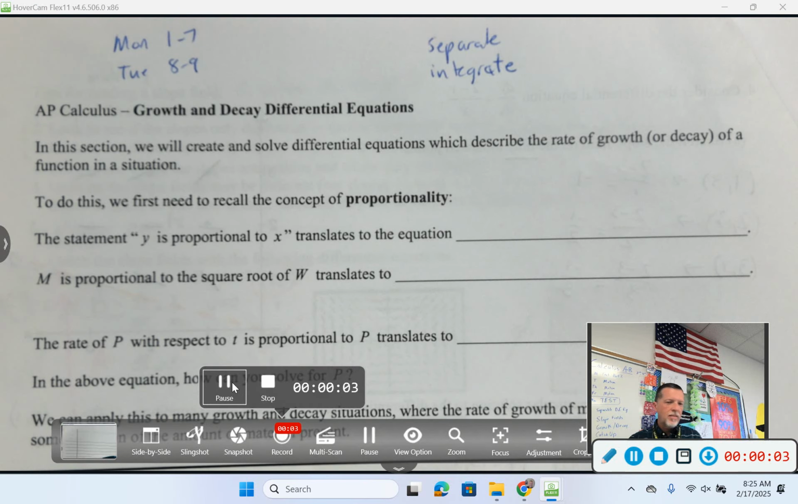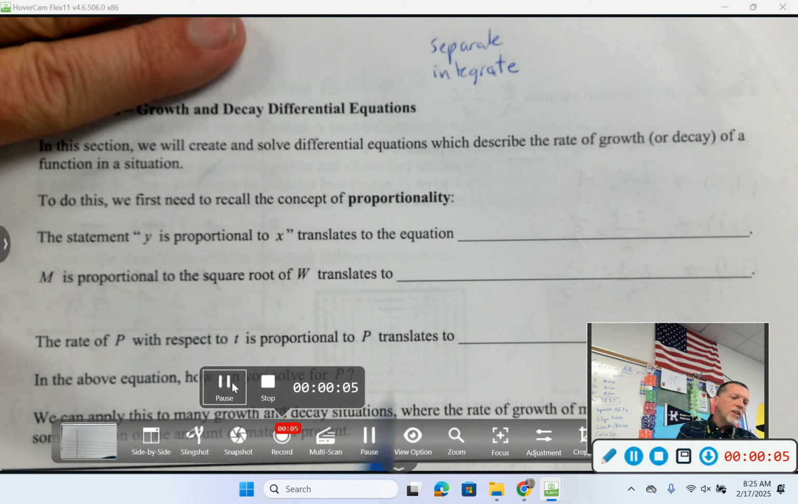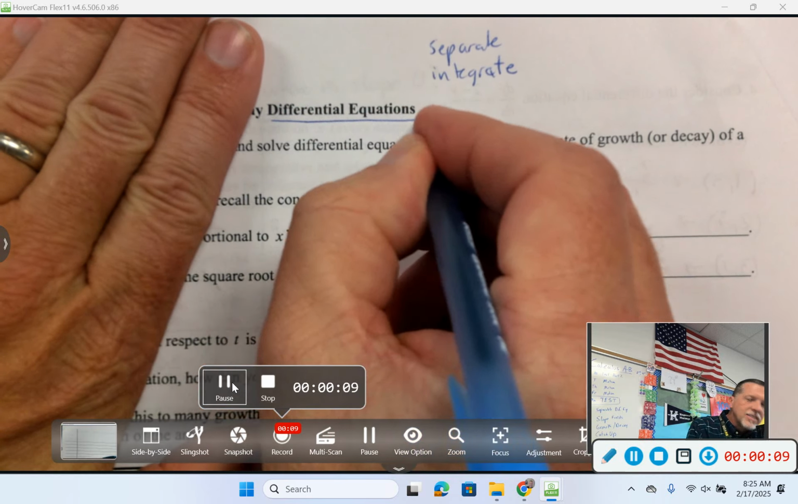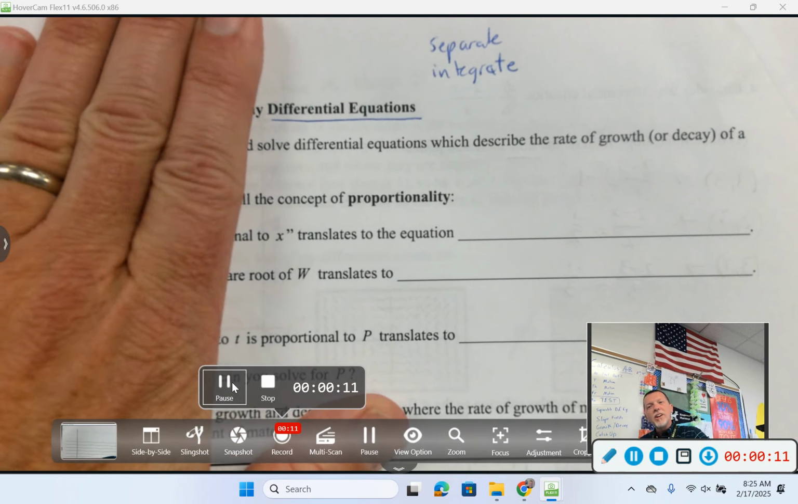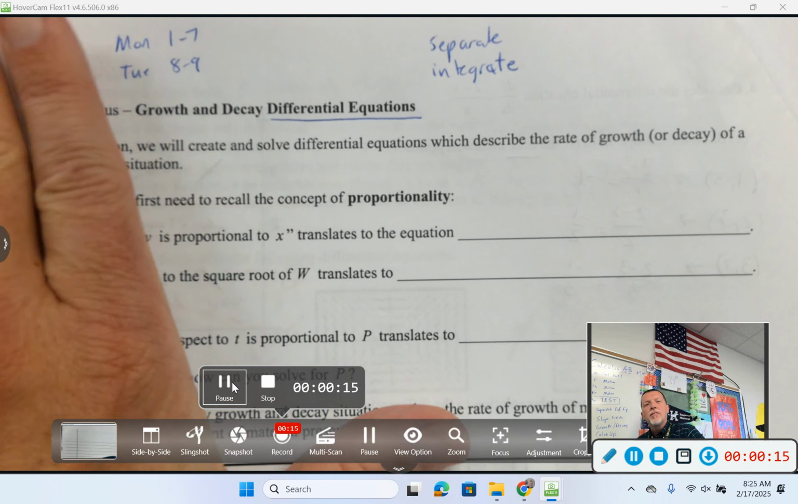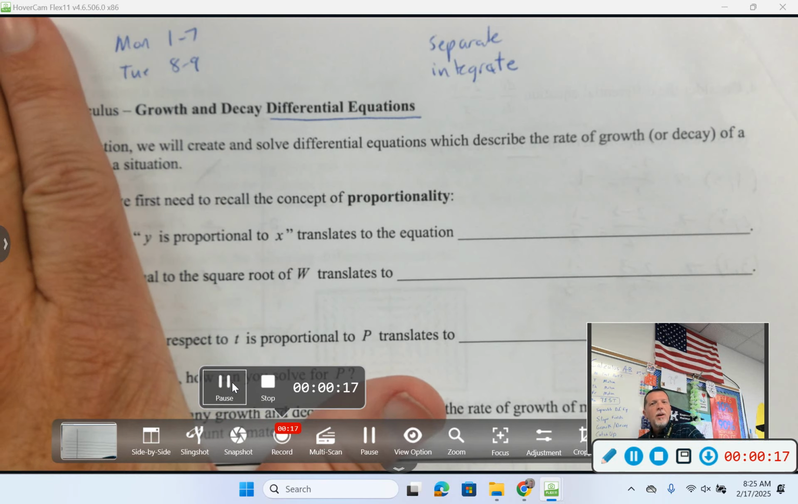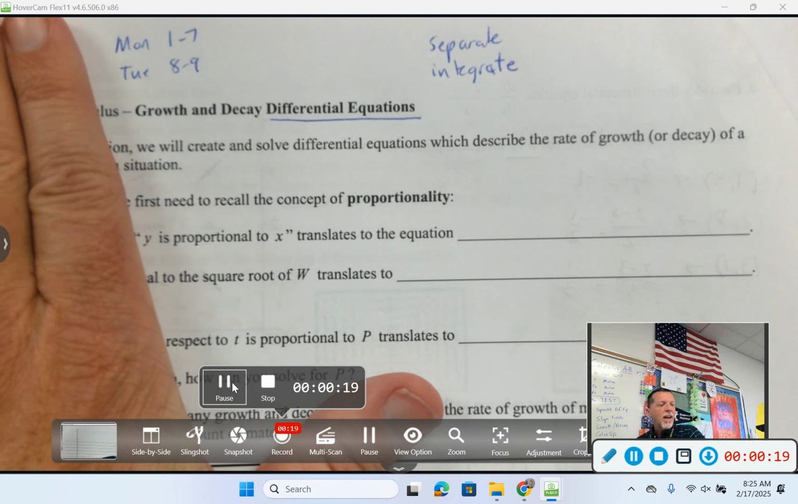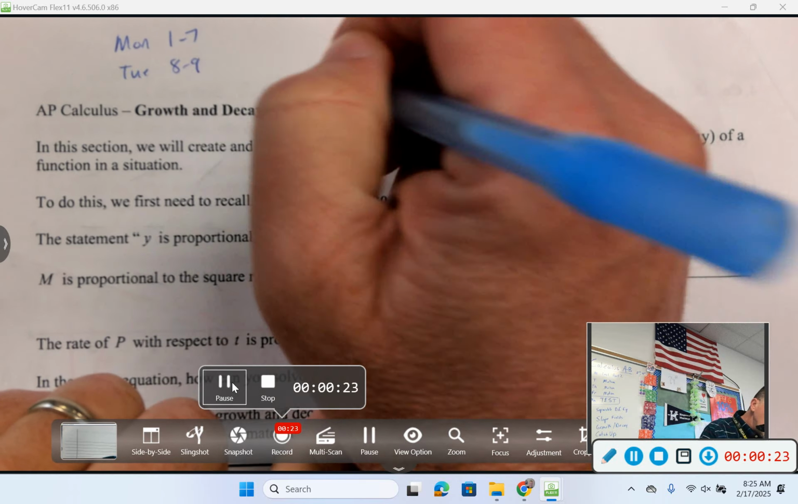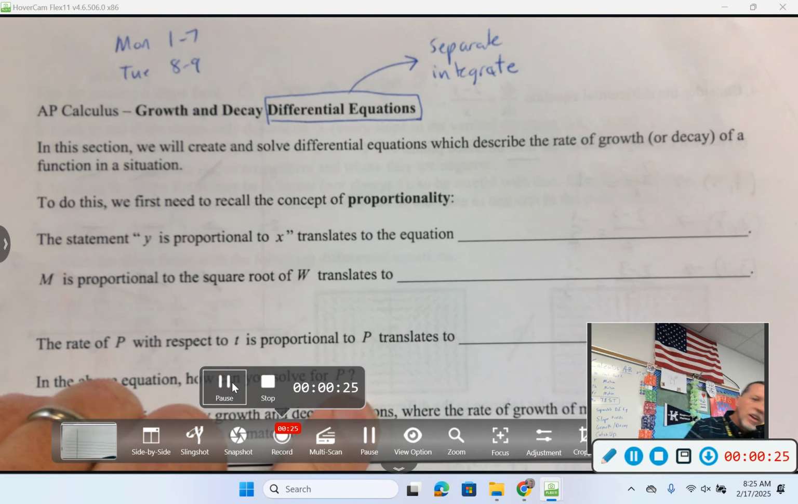Before we get started, eventually we will, today's lesson is a subset of differential equations. So we've done differential equations. Now we're going to look at a specific type of differential equations. But before we get to that specific type, let's remind ourselves how we do differential equations.